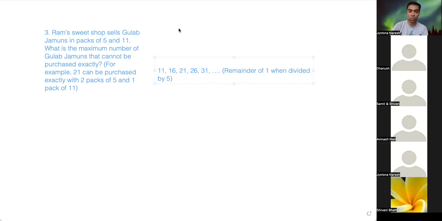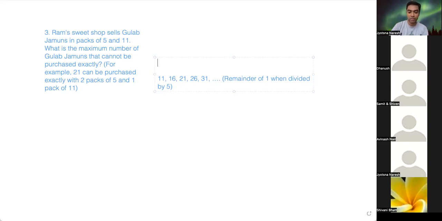So we're trying to look for the largest number of jamuns that cannot be purchased exactly. Okay, so we started with 11 and we keep adding 5s. Actually, let's even cover one step before this, which is just 5, 10, 15, 20, and so on. So what is the commonality of these numbers?